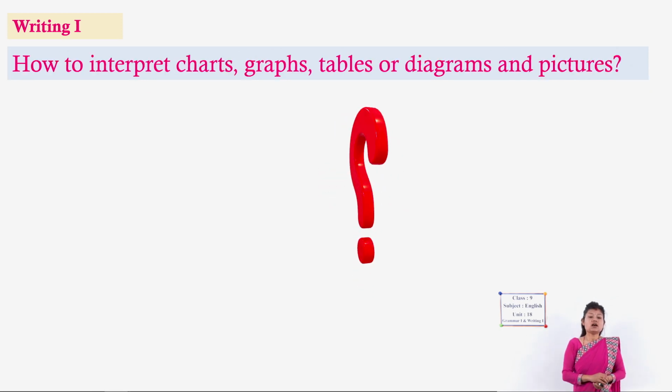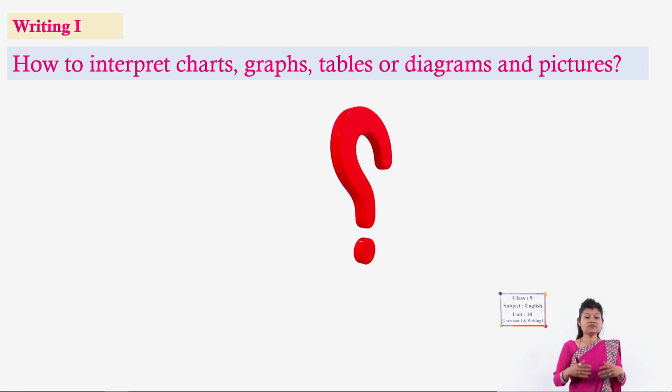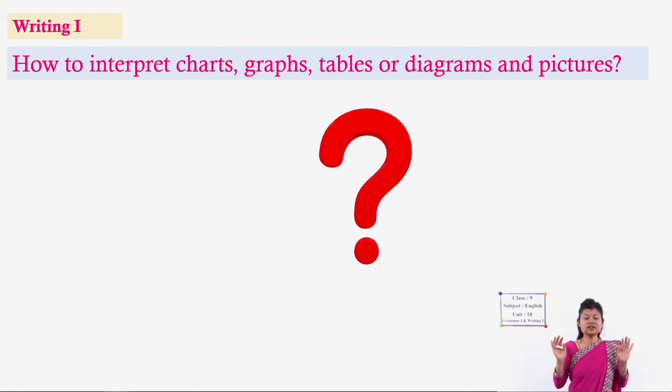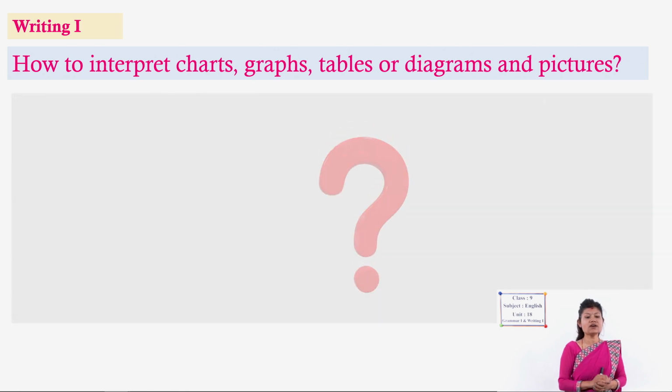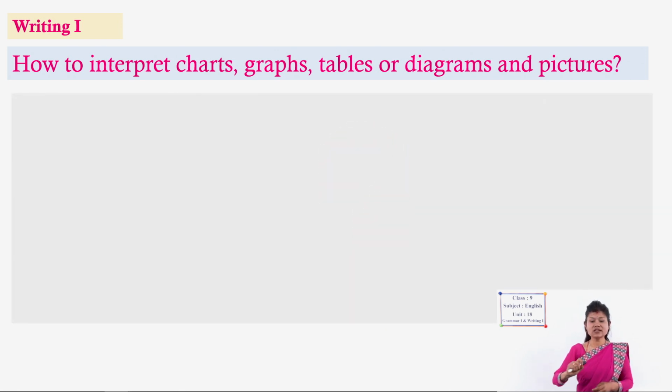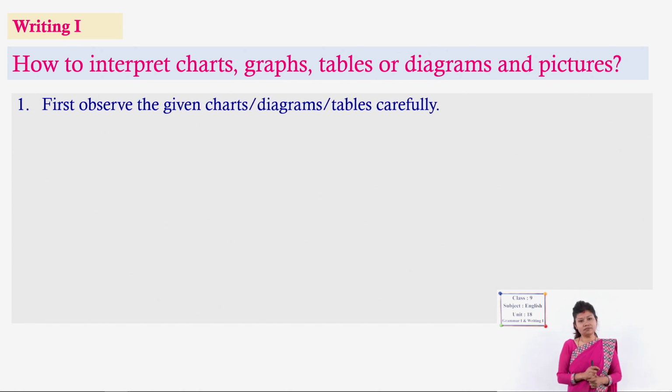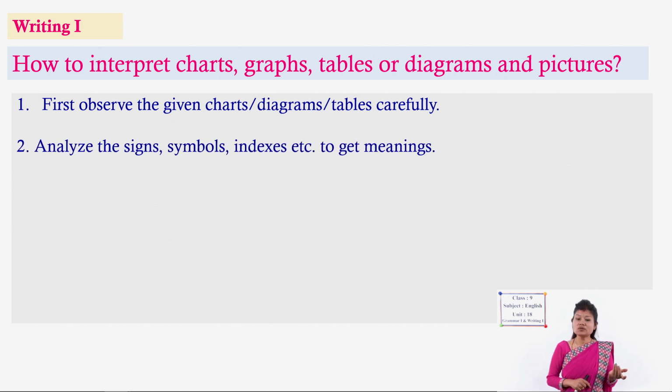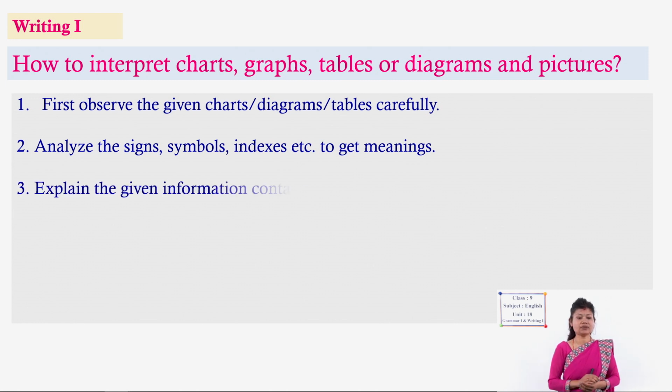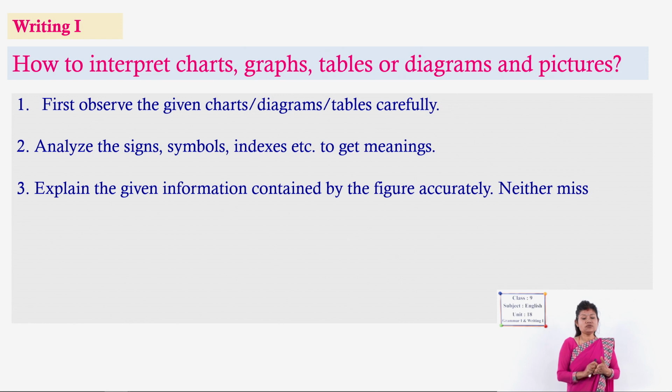So, how to interpret charts, graphs, tables, diagrams and pictures? Let us know first of all. The first thing you have to do before interpreting the chart is observe the given charts and diagrams carefully, the symbols or the indexes, whatever data is presented there. Then analyze the signs, symbols, and indexes, because they contain meanings. To get the meanings you have to do this, and only then should you try to explain the given information accurately.